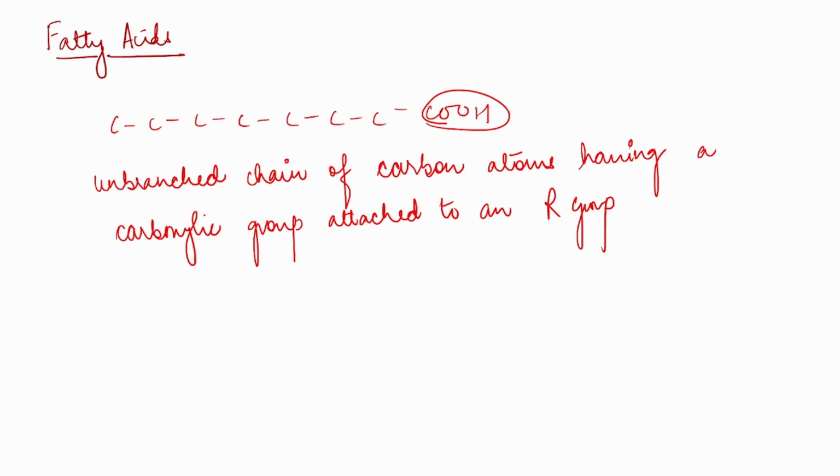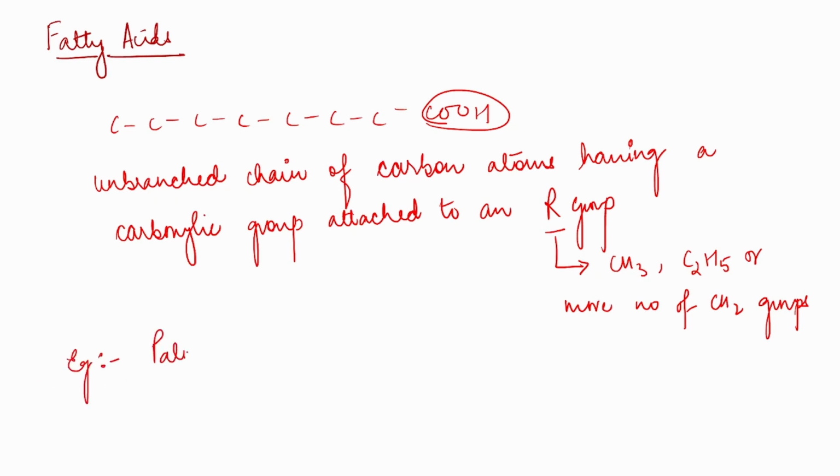Right? So if you see, the R group here may be methyl, CH3, or ethyl, or a higher number of CH2 groups. That means any long chain of carbon with a carboxylic acid attached, we call a fatty acid, right? Let me give you examples of fatty acids.